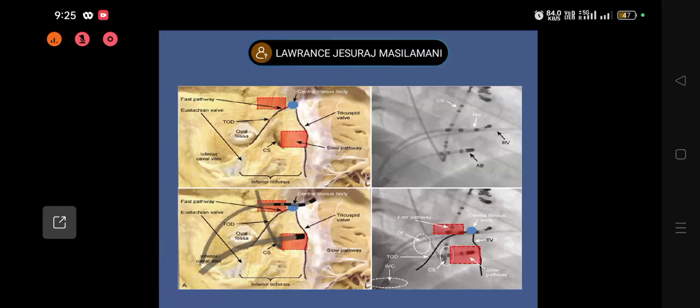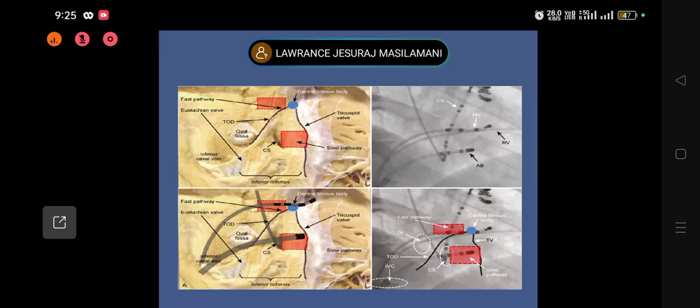So this is how it looks anatomically. This is the inferior isthmus which we are targeting. And we know very well your fast pathway remains antero-superior. So the slow pathway is postero-inferior and the fast pathway is antero-superior. So this area you have to avoid.